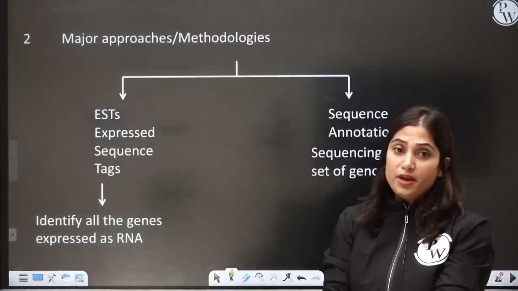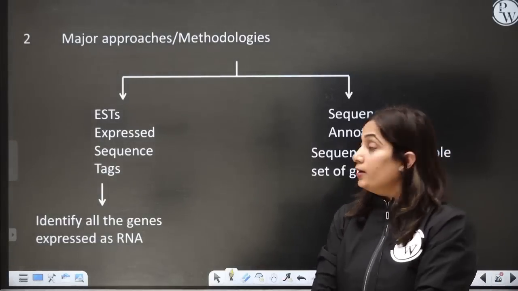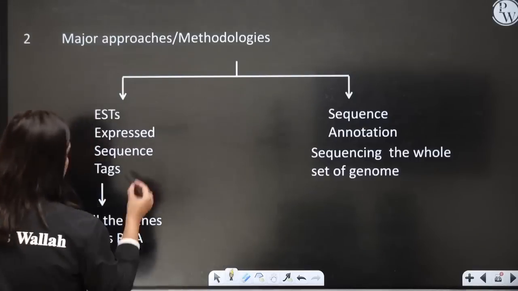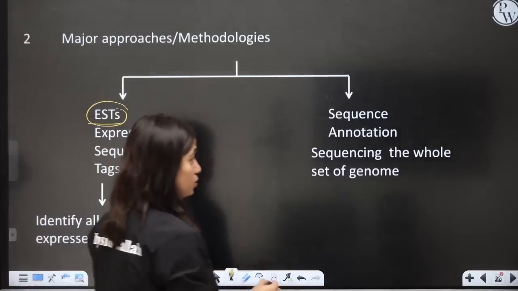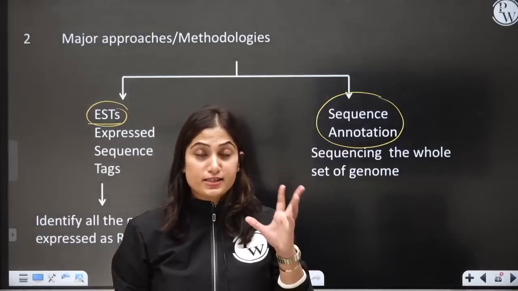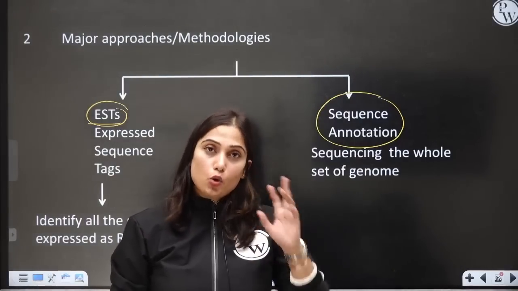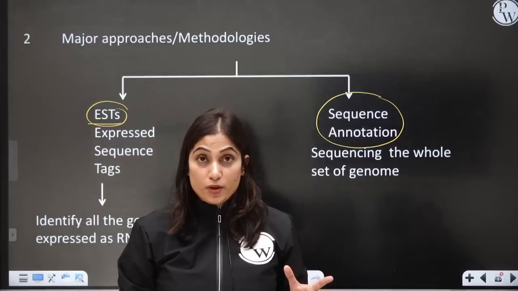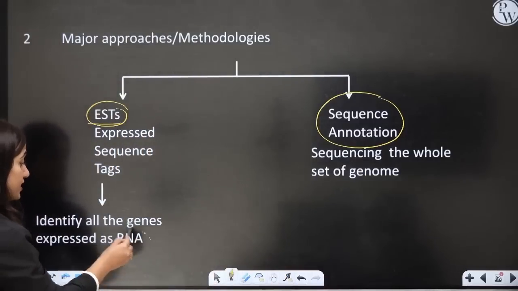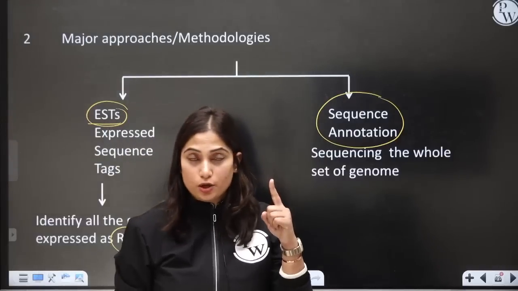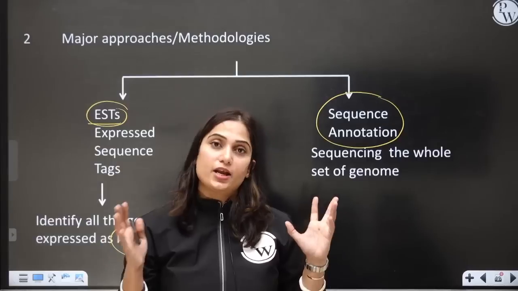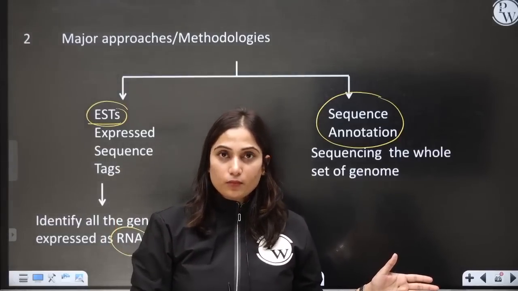Now, what were the major approaches taken during this Human Genome Project? There were 2 approaches. First was the ESTs, and the second approach was sequence annotation. Now, what are they? ESTs is the technique where only those parts need to be sequenced which are coding parts, which are expressed as RNA. That means one methodology was that we will only sequence those parts of DNA which are coding and which are expressed as RNA.